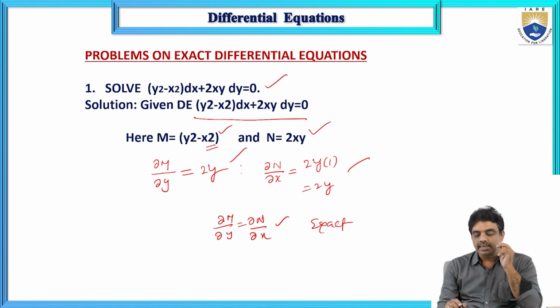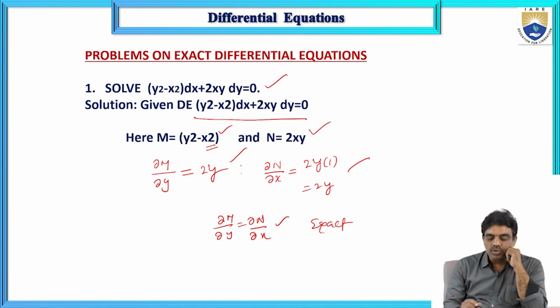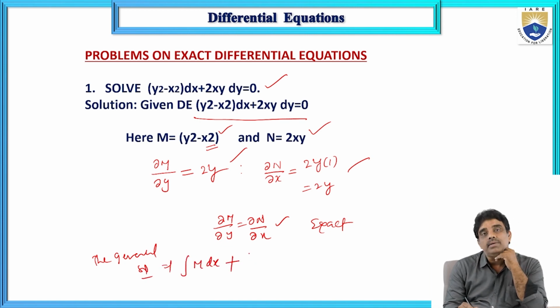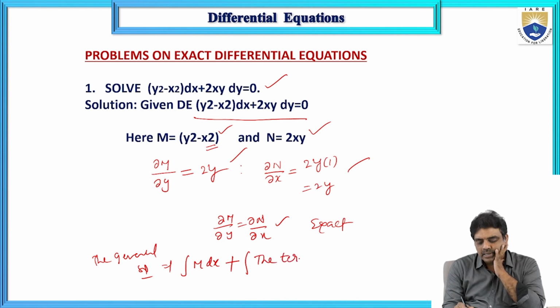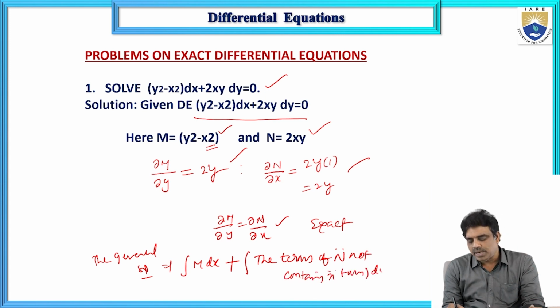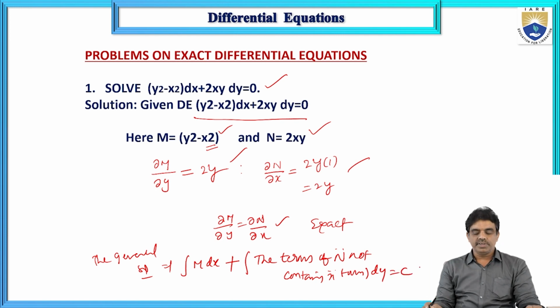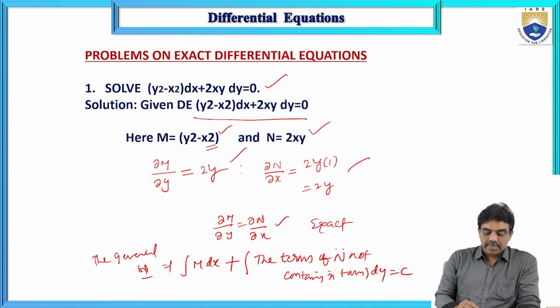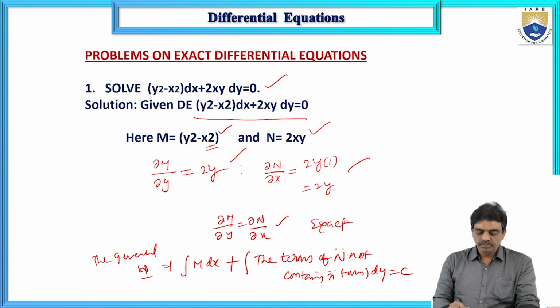When the equation is exact, then you can write the solution easily. How to write the solution? The general solution will be integral M dx, treating y as constant, plus integral of the terms of N not containing x terms, into dy, is equal to c. So first you have to check the condition of exactness. If it is exact, then we go for the solution: integral M dx plus integral of the terms of N not containing x terms, into dy, is equal to c.